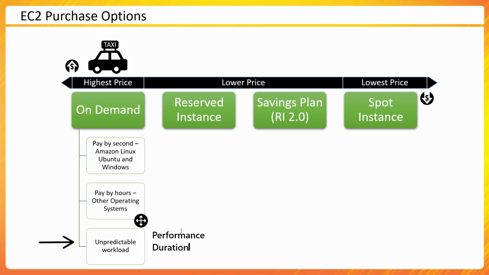That time it is an unpredictable performance. Better to use on-demand pricing for that. Duration, if I'm not sure, I'm just doing a proof of concept. I'm testing a project. I'm testing something. I may need an instance for 1 hour or maybe 10 hours or maybe 10 days or 100 days. I am not sure. That time I would prefer to have on-demand based pricing.